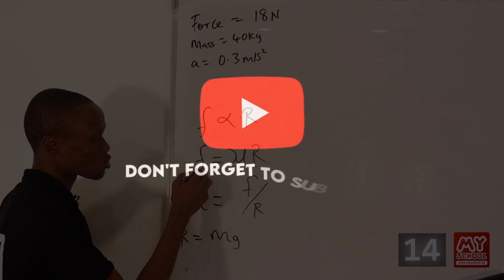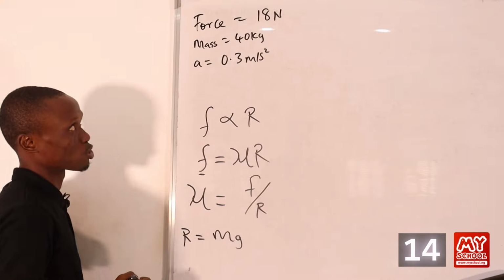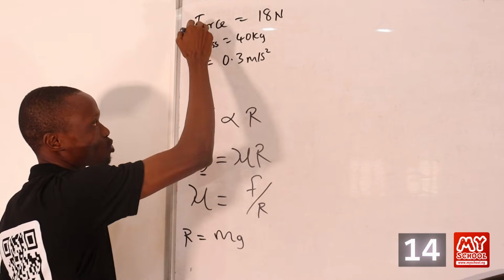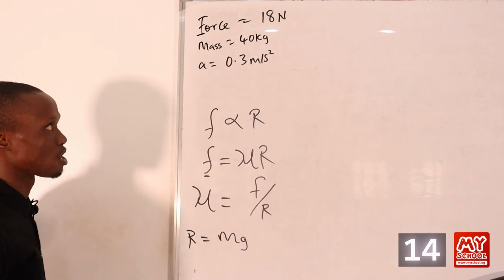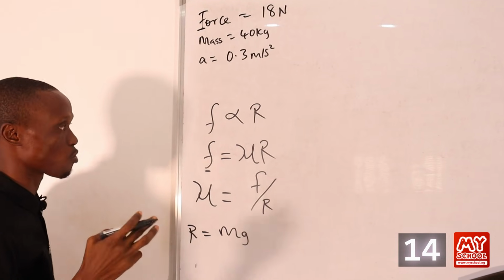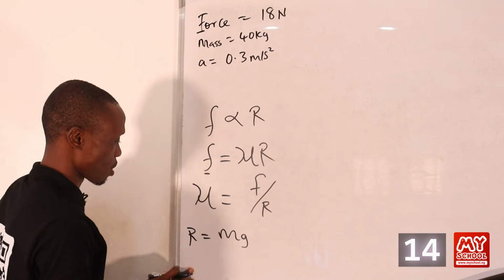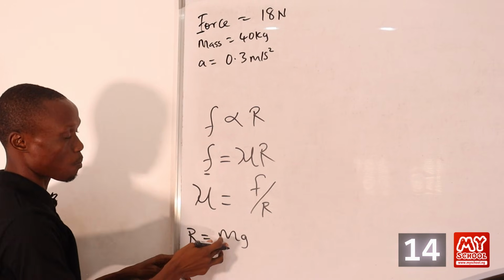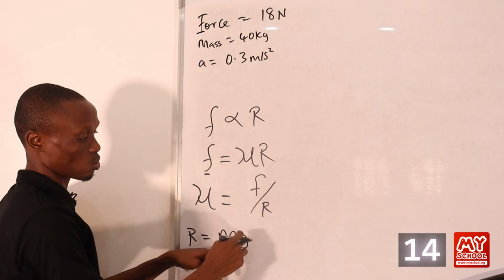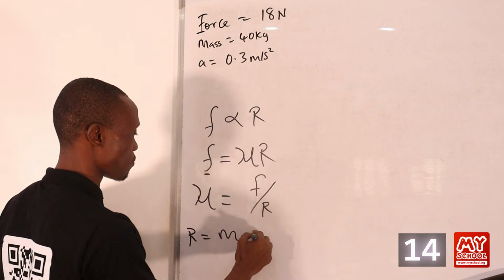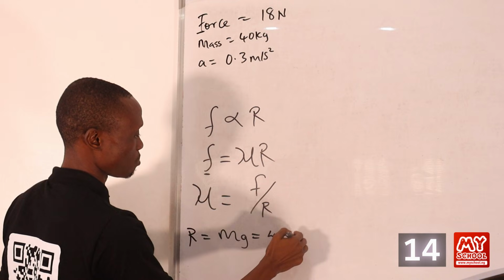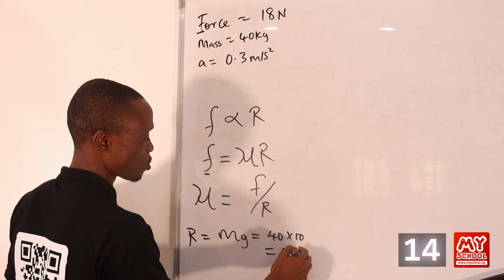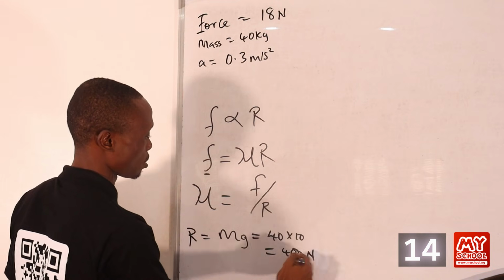But then we also need to calculate the frictional force. Now remember that this force that is given to us is the applied force, so we also need to look for the force that was overcome. First of all, let's get our normal reaction. But remember that g is always equal to 10, so here we'll have 40 times 10, that equals 400 Newton.